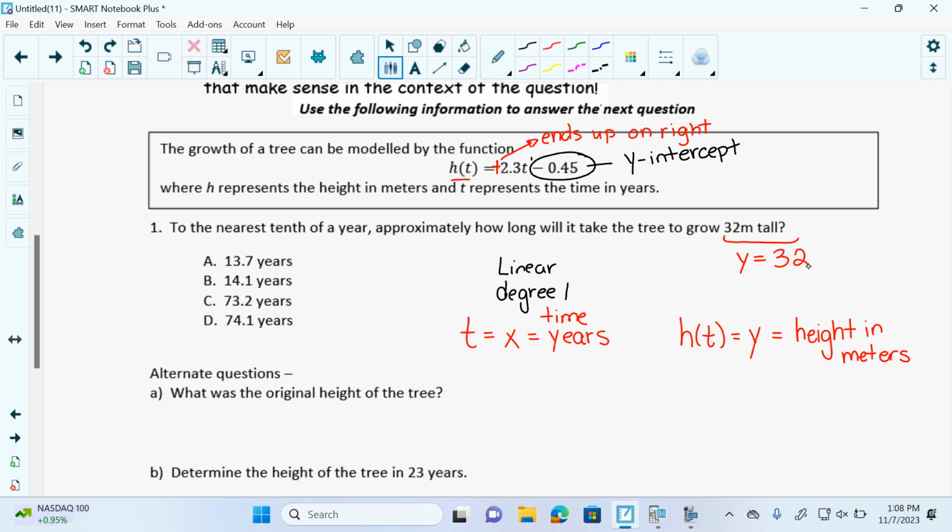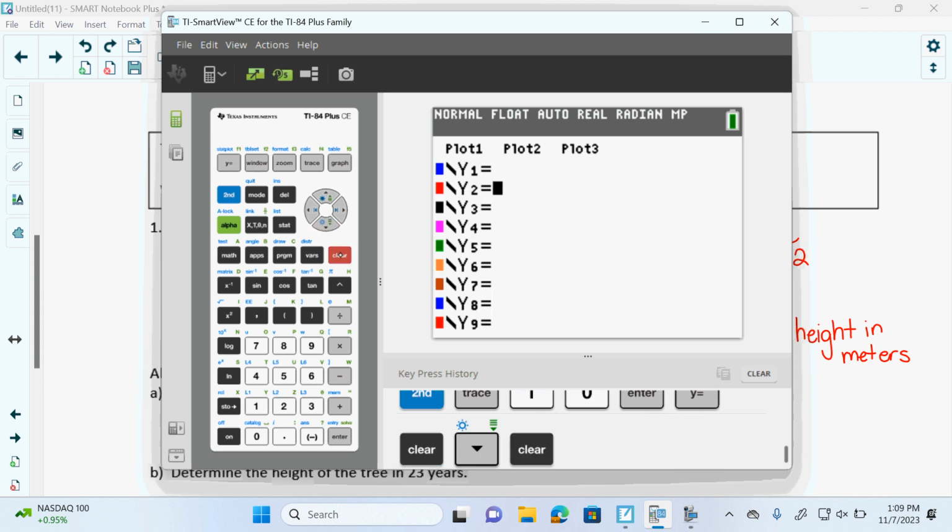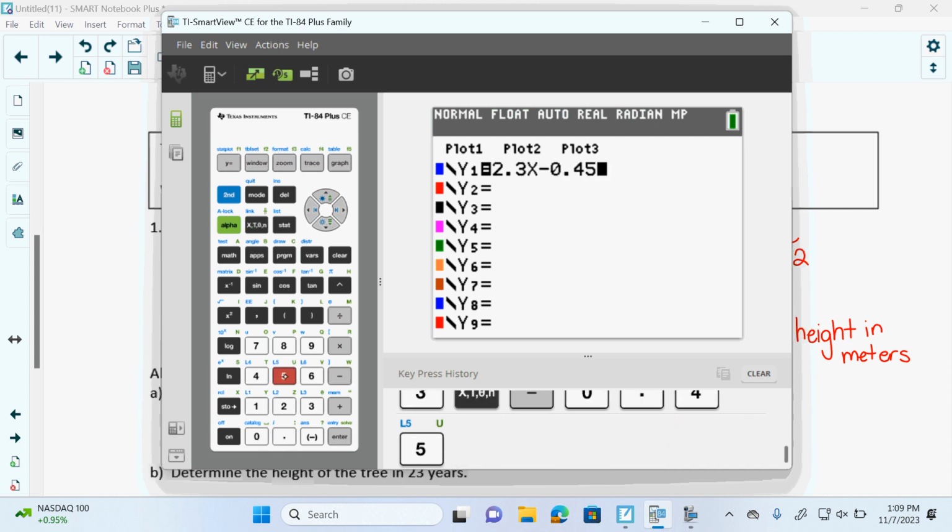All right, cool. We can type in Y equals 32 into our Y2 and find out where they intersect, except we don't actually have an equation in your calculator, so that's useless. What do we first have to do? Put the H of T into the Y spot of your calculator. Okay. So we're going to go 2.3x minus 0.45.